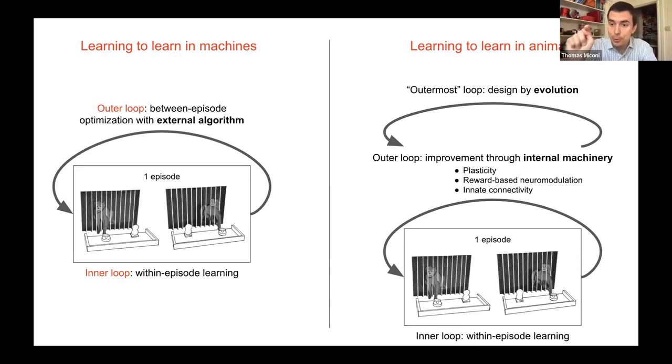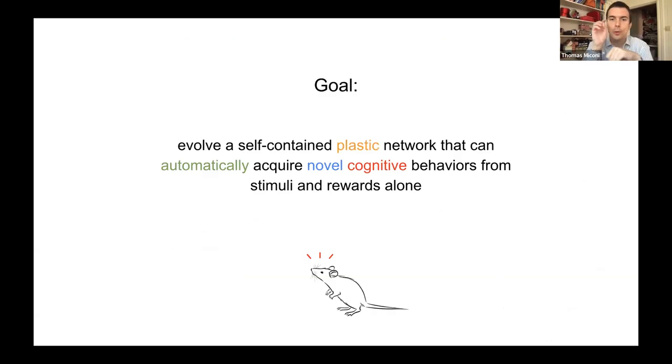That's exactly what I'm trying to do here. The goal is to evolve a self-contained plastic network that can automatically acquire novel cognitive behaviors just from stimuli and rewards alone, exactly like a little lab rat would. In other words, I want to evolve my own little lab rat. So how are we going to do that?